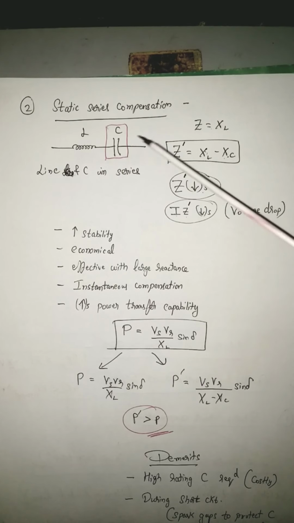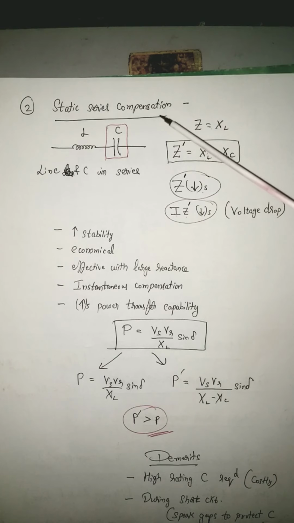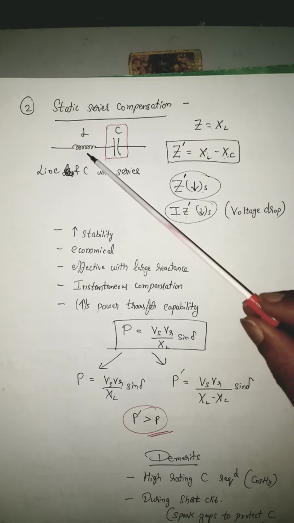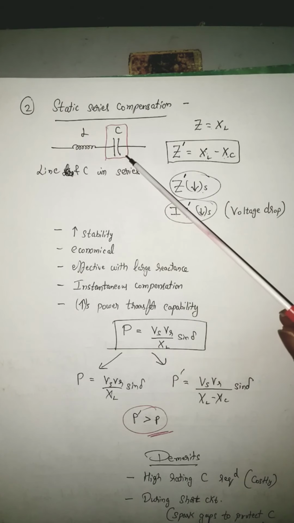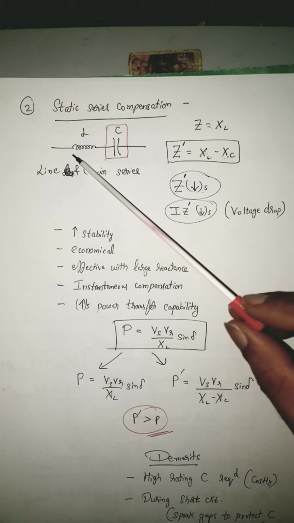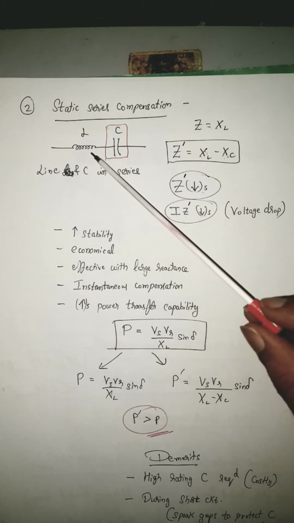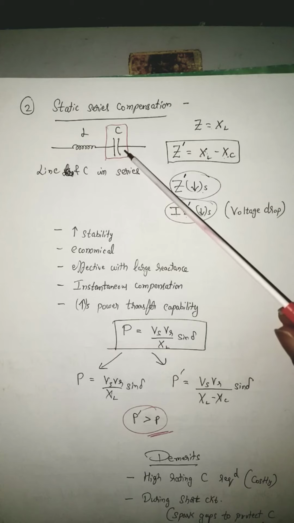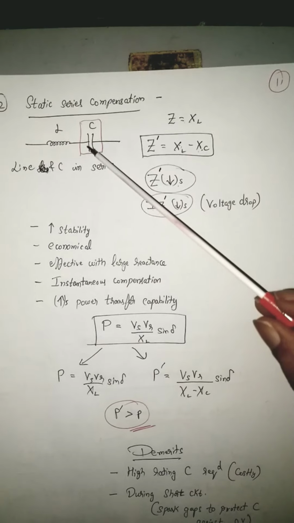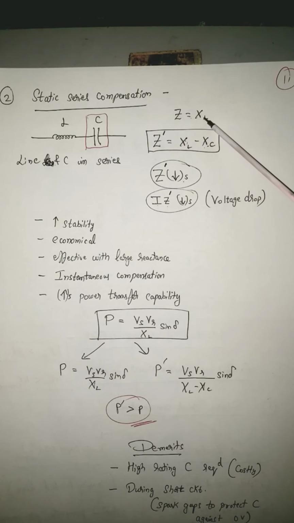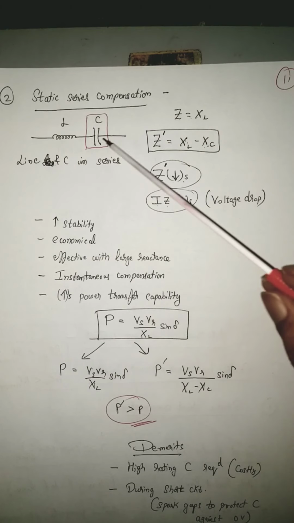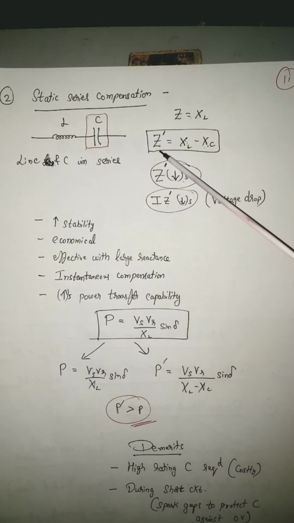Second method is static series compensation, where this inductor, what you can see, is nothing but the inductor of the transmission line. This is the capacitor that I am trying to include in series with the transmission line for compensation purpose. So let us see how this capacitor will have an impact. Initially, without compensation, that is without including the capacitor, the effective impedance will be XL. Now that is nothing but Z. Now I have included this capacitor in series with the transmission line. So now the effective impedance Z dash will be XL minus XC.